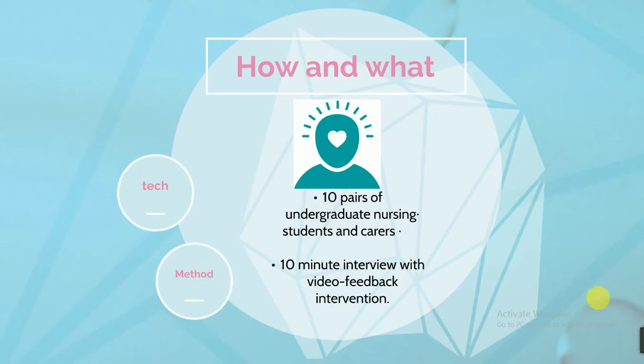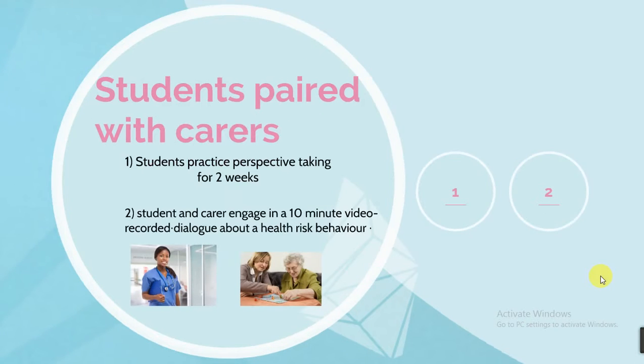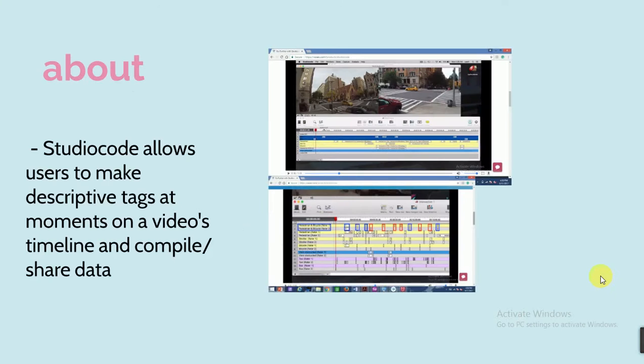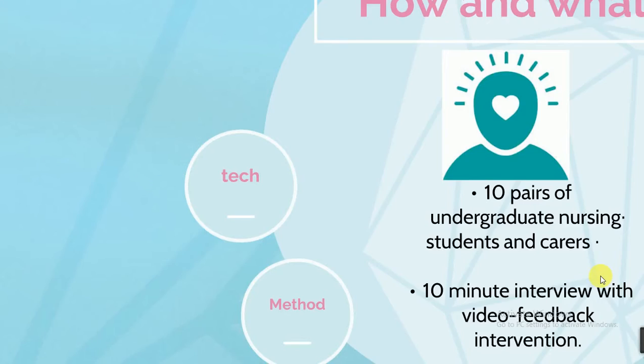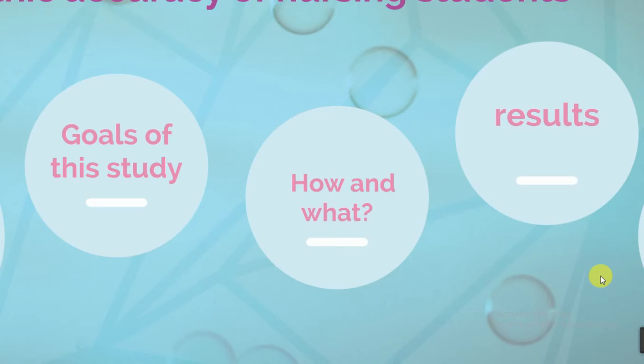Okay, and the method. So again, we had 10 nursing students. They had to do a 30-minute training session about empathy skills, cognitive empathy skills, and perspective taking, and after that there was a 10-minute video-recorded dialogue about a health risk behavior chosen by the carer. We don't have a lot of time, so we'll skip some of these. You can explore this Prezi on your own if you'd like more refined details.